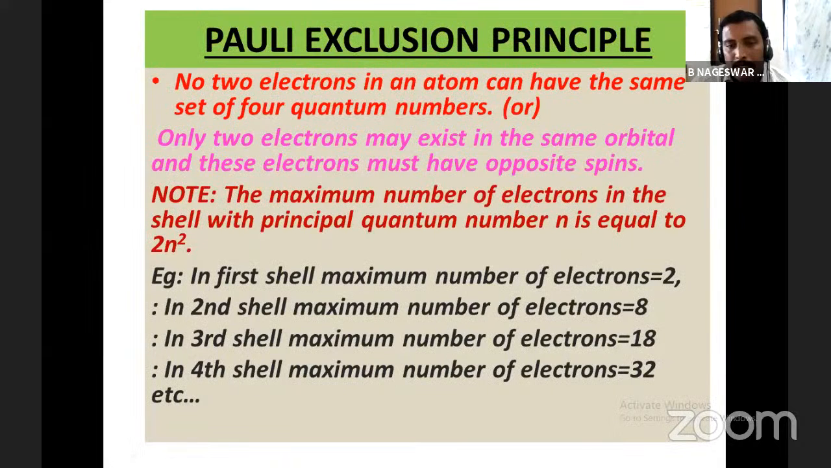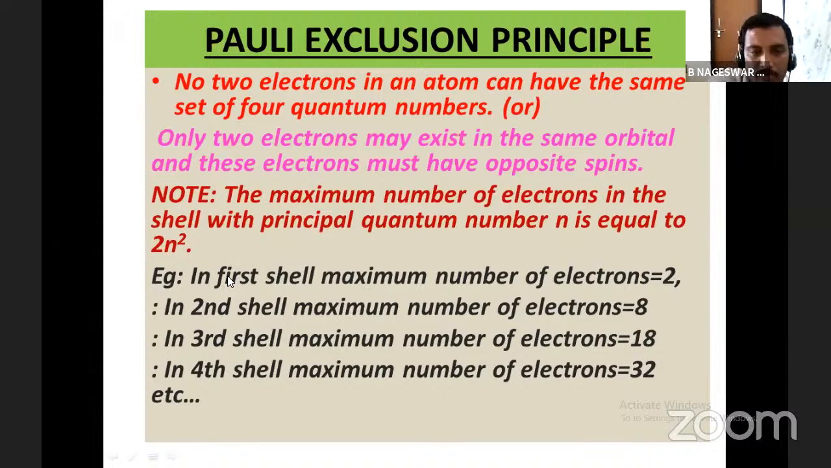What is Pauli's exclusion principle? Very simple it is. No two electrons in an atom can have the same set of 4 quantum numbers. That means no two electrons have 4 similar quantum numbers. That is the meaning of it. In many ways we can write the Pauli exclusion principle: only 2 electrons may exist in the same orbital, and these electrons must have opposite spins.